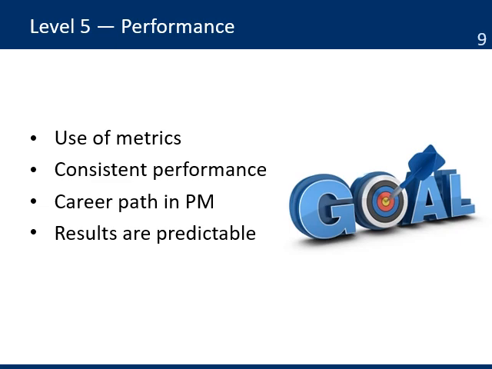Level 5, performance. At this level of maturity, the organization uses benchmarking to continuously compare its project management practices with that of organizational and other recognized leaders. The common characteristics of the organization at level 5 are: the use of process metrics to measure performance. There is consistency in the performance on all projects. There is a career path for staff in project management, and results are now predictable.